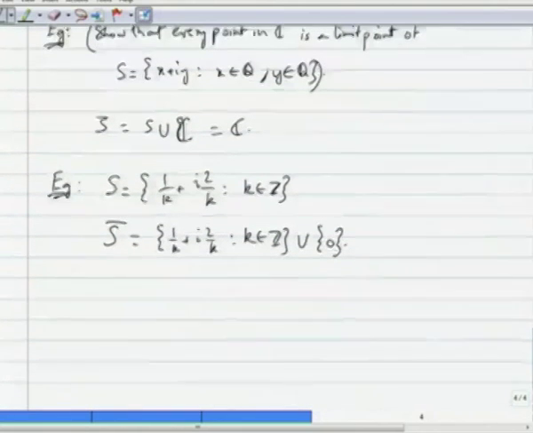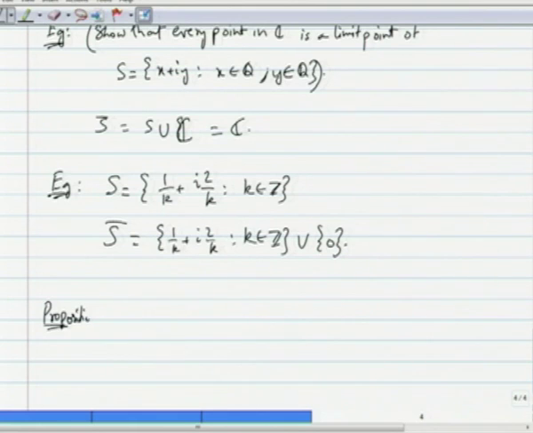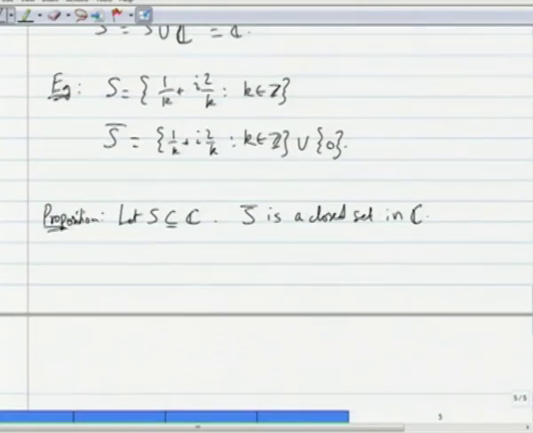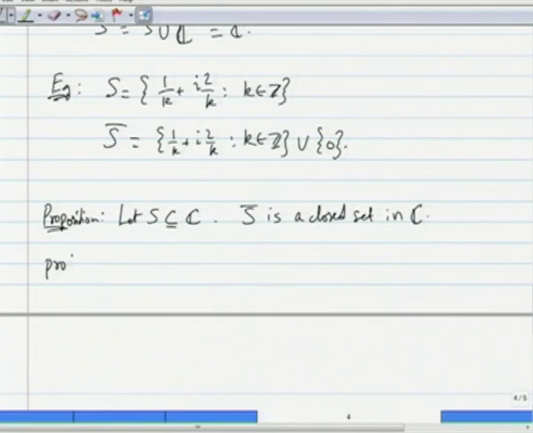All right. So, those are some examples, and we immediately want to show the following proposition: let S contained in C be a subset. S closure is a closed set in C. Recall, by closed set we mean the complement is open. So, what we want to show is that the complement of S closure is open. So, let Z belong to the complement of S closure.